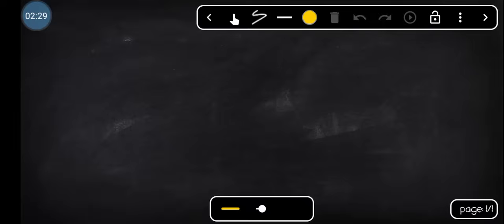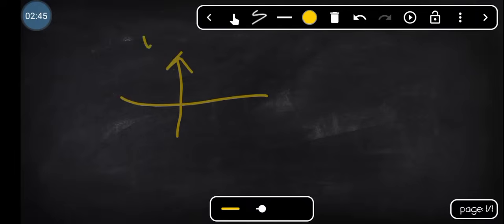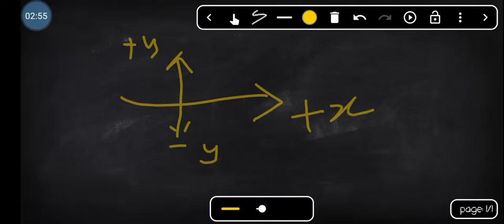Basically, resolution is just putting a force into its respective components. When you plot your graph, this is the positive y-axis, this is the negative y-axis, this is the positive x-axis, and this is the negative x-axis.